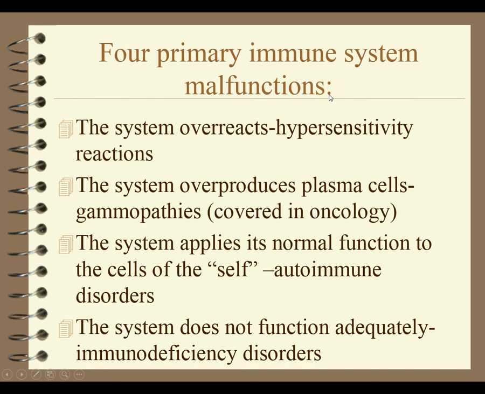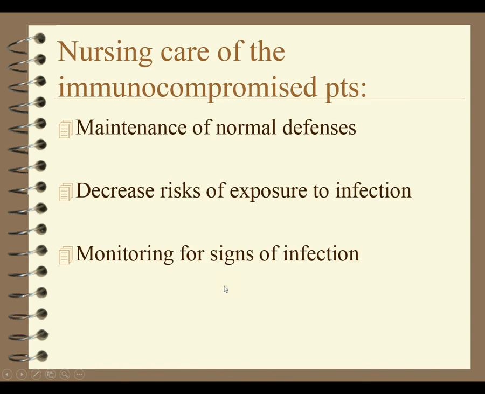There are 4 primary immune system malfunctions we're going to be talking about. The system can overreact, so you get a hypersensitivity reaction. We'll be talking about the 4 main types of hypersensitivity reactions. The system can overproduce, that's covered in oncology, where you get a lot of your gammopathies. And then the system applies its normal function to self, so it turns on itself, autoimmune disorders. And then the system does not function adequately, immunodeficiency disorders, which we'll be concentrating most heavily on.